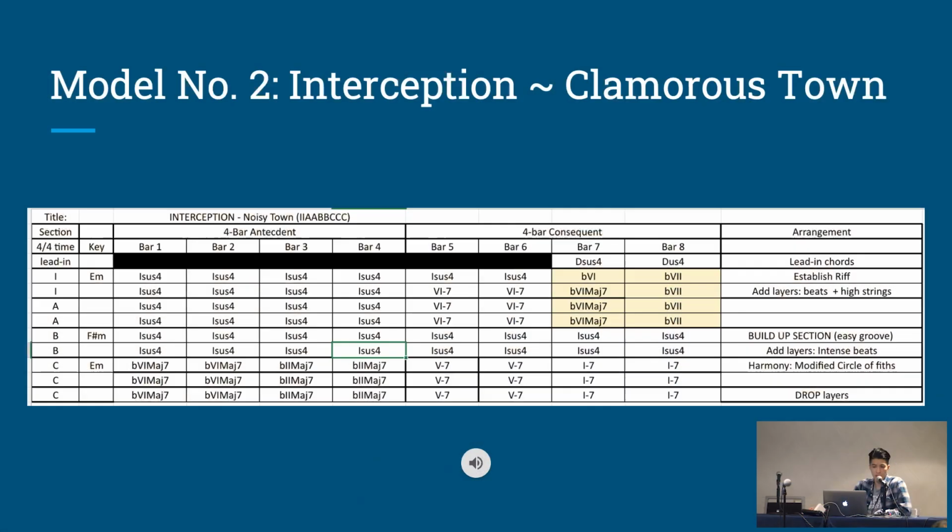Model 2. This is actually my model from 2 years ago when I started figuring all this out myself. This is a model of the Interception and Clamorous Town track that we just listened to earlier by Manabu Namiki. So obviously the chord changes are different now. This was not a contrafact. My harmony has changed, but see if you can notice any similarities and differences.